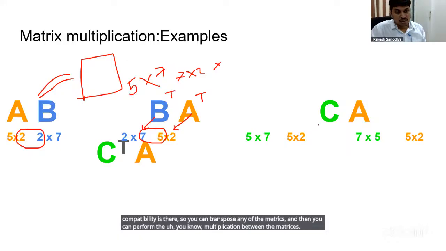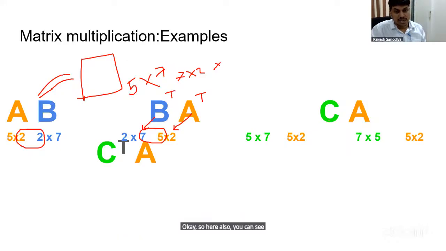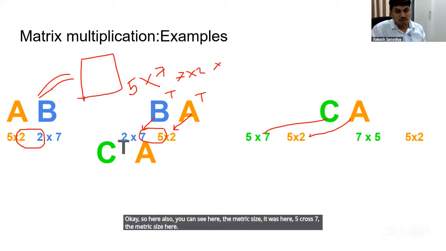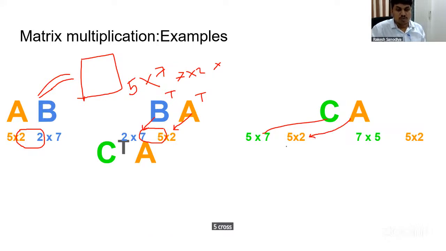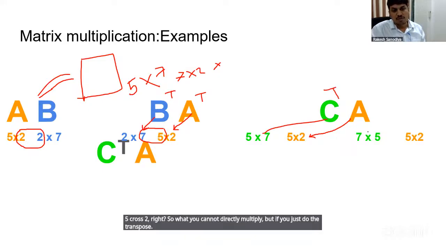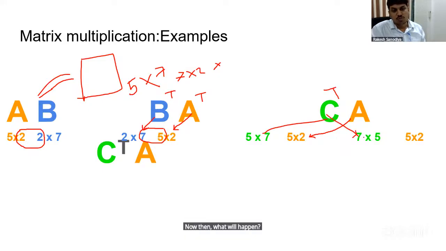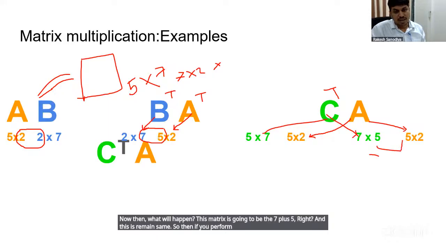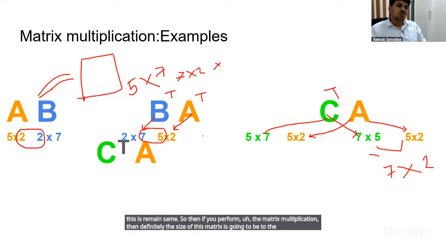Okay, so here also you can see the matrix size was 5 cross 7, and the matrix size here is 5 cross 2, right? But you cannot directly multiply. If you do the transpose, then what will happen? This matrix is going to be 7 cross 5, right? And this remains the same. So if you perform the matrix multiplication, then definitely the size of the result is going to be 5 cross 2.